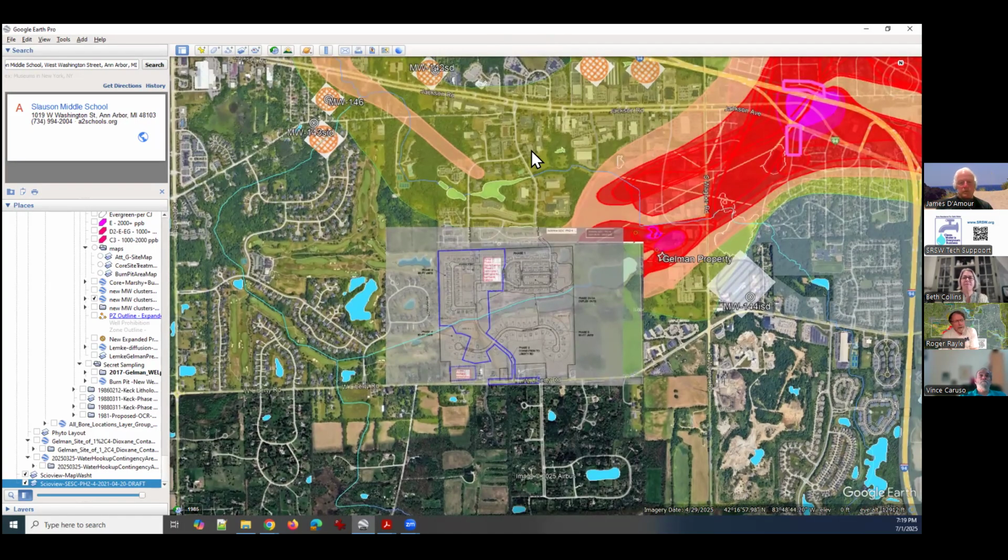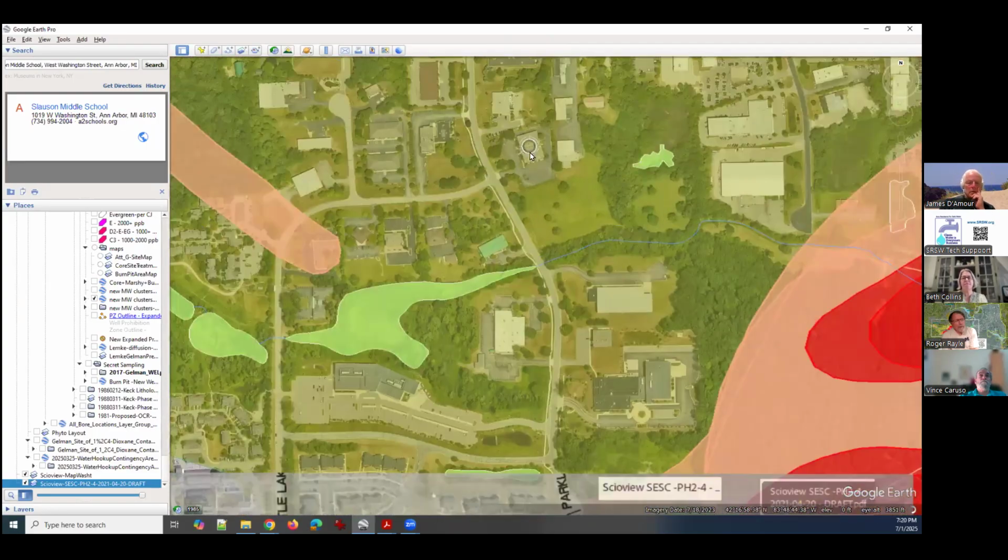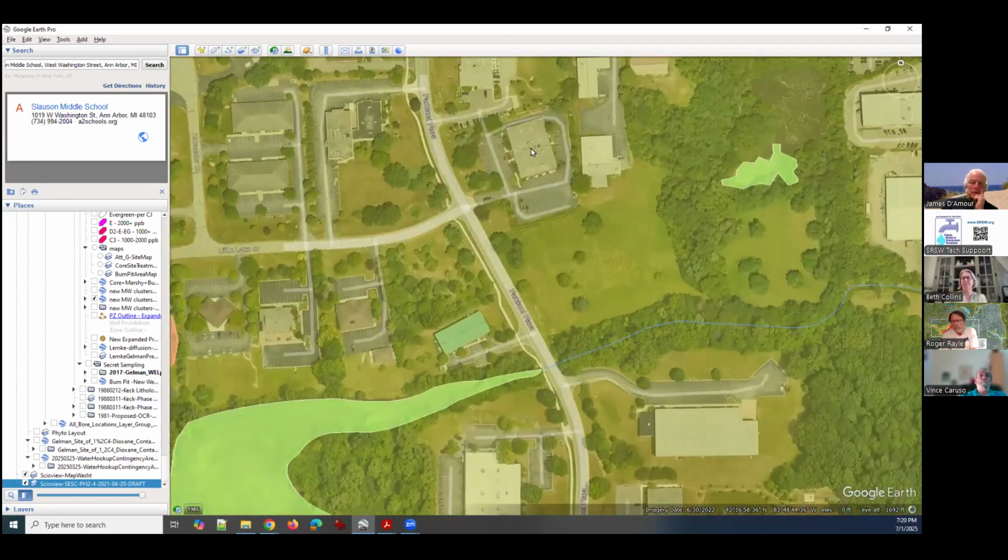A little aside, when I first got involved with the Gelman thing, I worked right here.